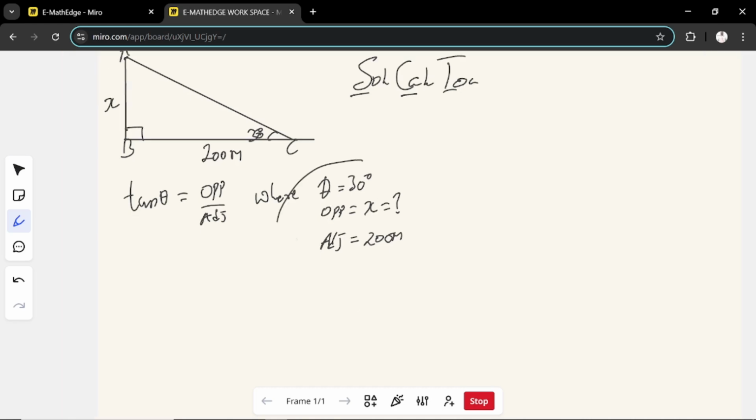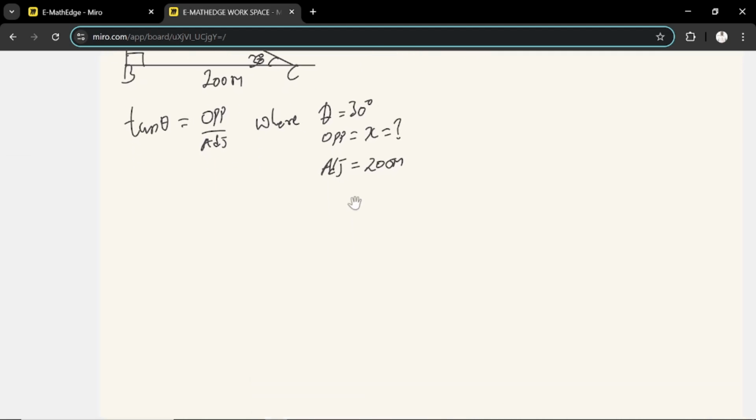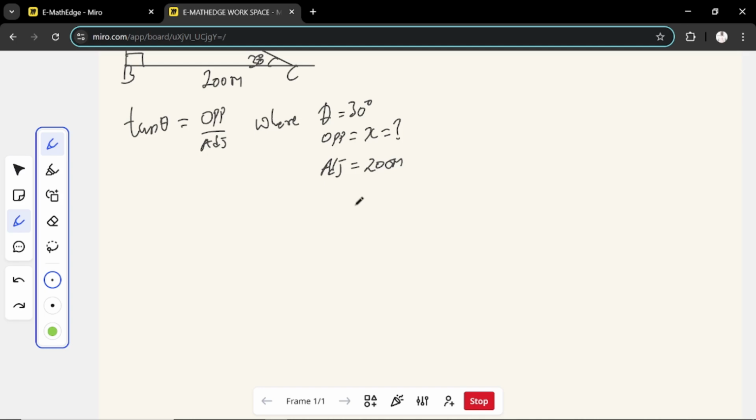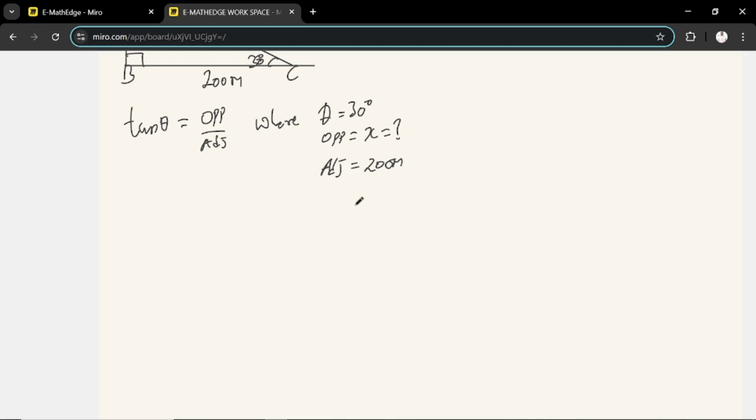So, having obtained all this data, I think we've succeeded in solving this question already, because once we substitute all these data into this formula, which is tan theta equal to opposite all over adjacent, we are going to obtain a single value for x, which that is what we are looking forward to, right? So let's quickly go ahead and substitute those values into this formula. And mind you, we have tan theta to be equal to opposite all over adjacent here.